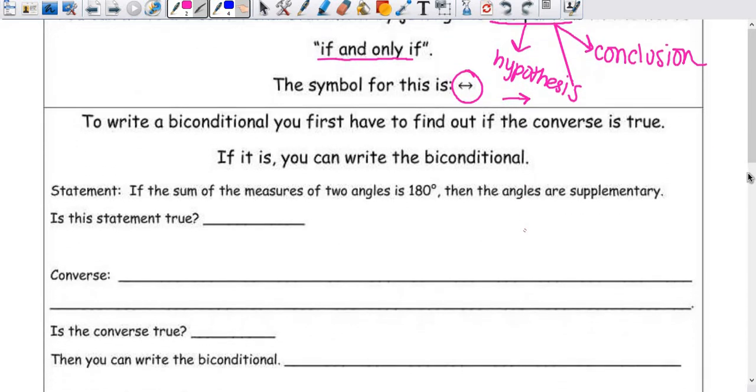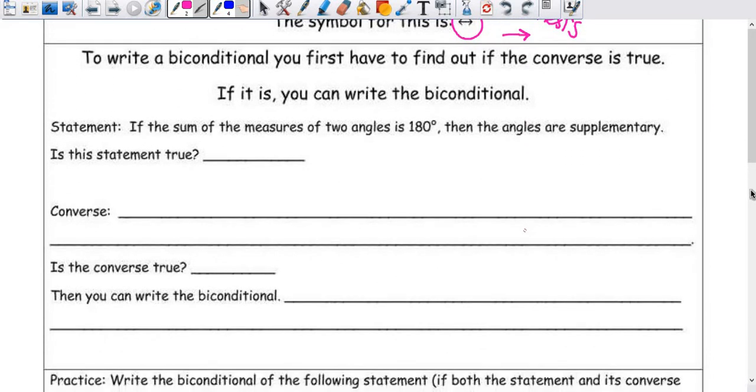So this will all make a little bit more sense once we start an example. The first thing you want to do is look at your statement. If the sum of the measures of two angles is 180 degrees, then the angles are supplementary. Is this statement true? Yes. If you have two angles and they add up to 180, we would say that they are supplementary because that's the definition of supplementary.